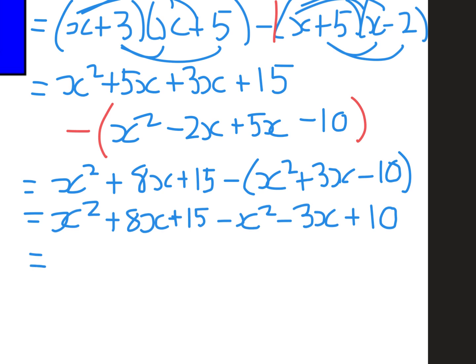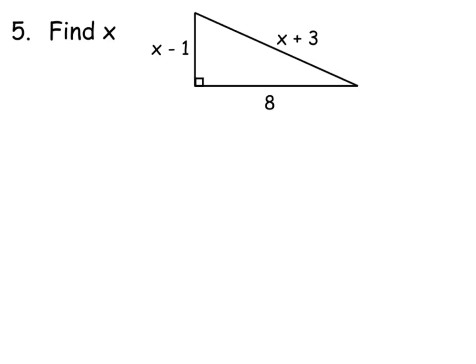Right, tidy up now. X squared minus x squared, they've gone. 8x minus 3x is 5x. And 15 plus 10 is plus 25. Now, at National 5, normally there would be another wee bit to this question, but that's all I'm doing just now. This is tricky. I'm showing some real extension work here. Right, I have got a couple more.